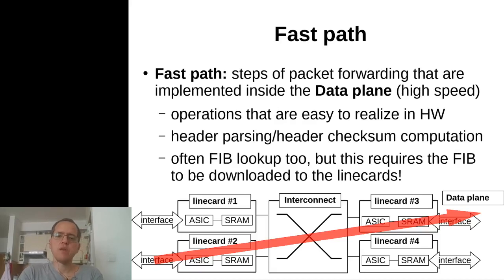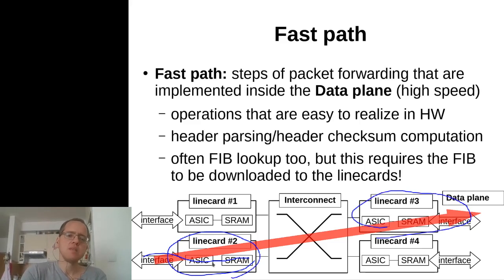Instead, we are turning our attention to two very important definitions or concepts related to the hardware design of IP routers, and these are the fast path and the slow path. The fast path is basically the steps of packet forwarding that are implemented inside the data plane. So whenever a packet comes in, and processing the packet can happen entirely in the data plane without the control CPU being involved in any way, we say that this packet is being processed on the fast path.